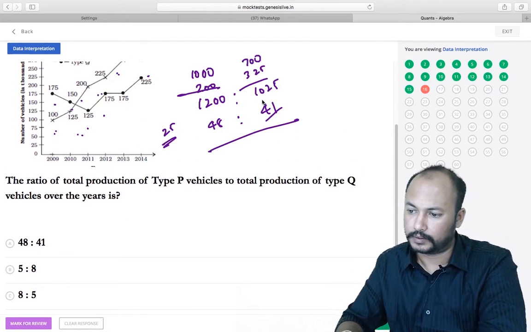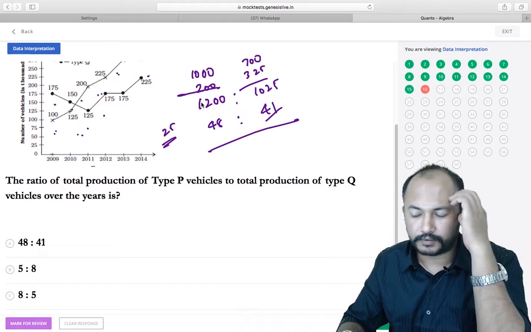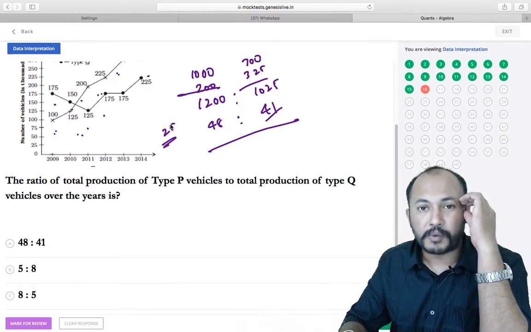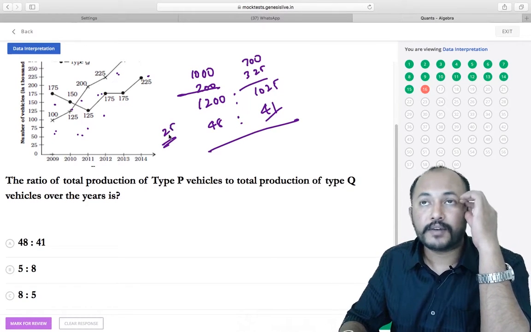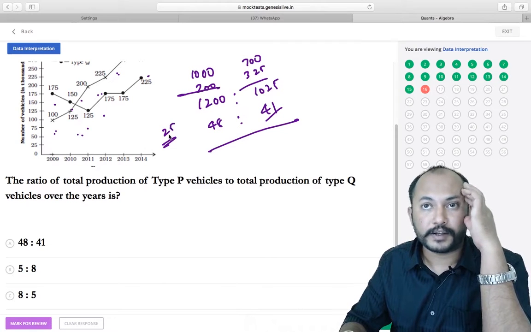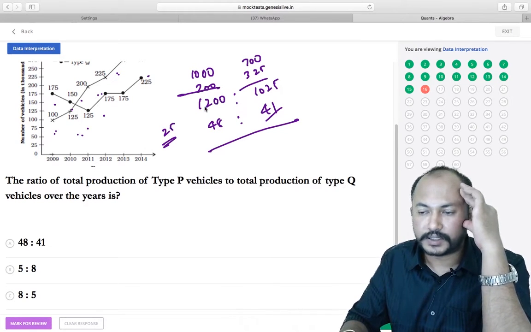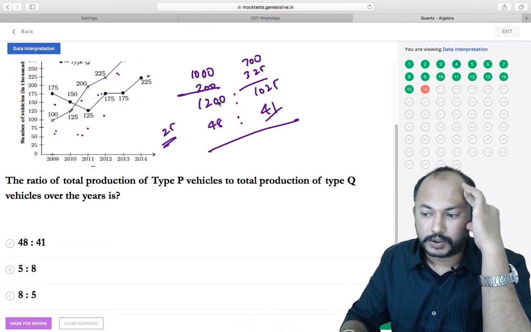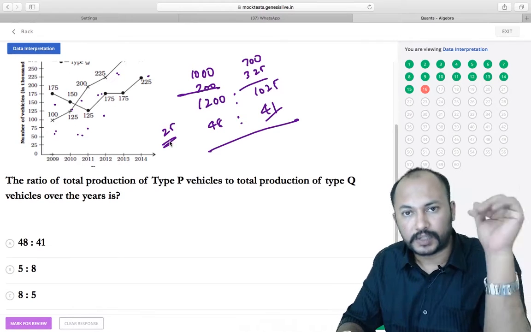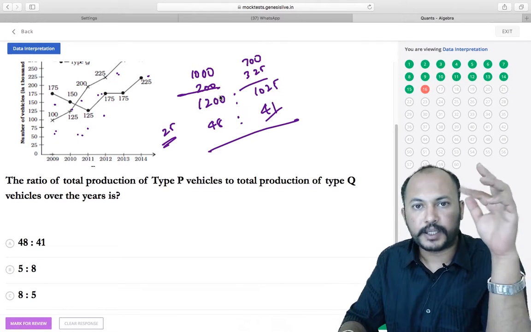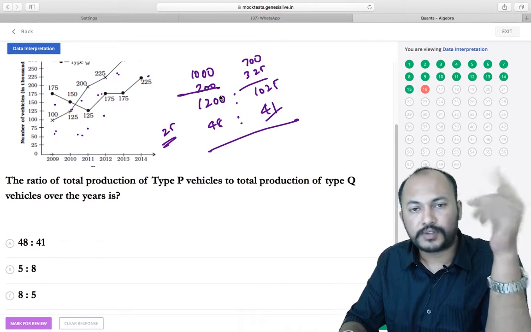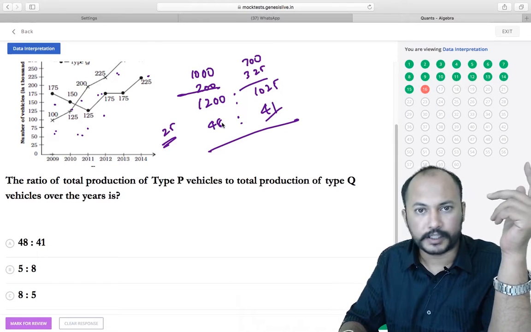Correct? So what I've done here is, knowing 50% of the values is going to be very useful. 25 into 100 is 2500, divided by 2 is 1250. So 1250, and 1200 is 50 less than 1250. So if 25 into 50 is 1250, then this value has to be 50 less than that. What is 50? 25 into 2. So that becomes 48, right?